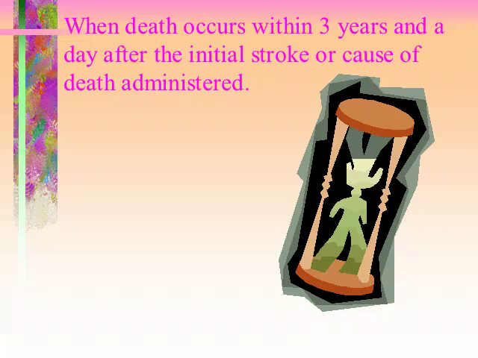Death must occur within 3 years and a day after the initial stroke or cause of death is administered. It used to be 1 year and a day, however, advances in medicine have prompted the change. There are mitigating circumstances, and the burden of proof is on the defendant if the person dies within that 3 years. Let's say they get in a car crash and it reopens a wound in the stomach, and you're able to show evidence that it's the car crash that killed the person, not necessarily the initial stroke from the original crime.